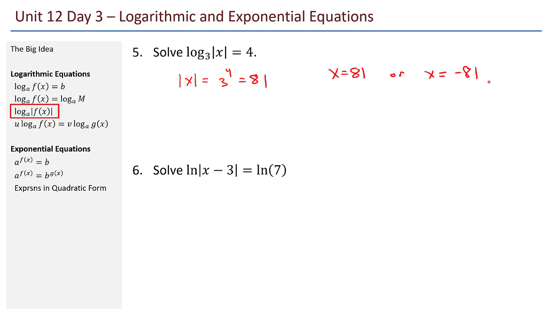Problem number 6. Let's see here. Maybe notice I have natural log on both sides, so I can really just compare the arguments. On the left, the argument is absolute value of x minus 3. On the right, the argument is 7. So those are equal to each other. And that tells me that x minus 3 equals 7, or x minus 3 equals negative 7. In the first case, adding 3 to both sides, I get x equals 10. In the second case, adding 3 to both sides, x equals negative 4. So there we go. My solution is x equals 10 or x equals negative 4.